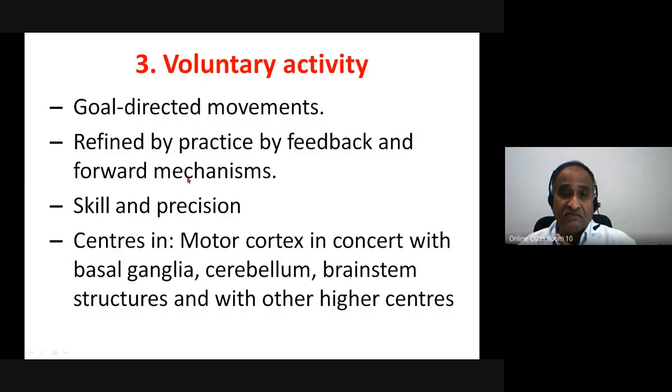This feedback and feed-forward mechanism to the voluntary actions is by the cerebellum, from the spinal cord to the cerebellum, cerebellum to the reticular system or the reticular nucleus, and so on. These refinements are made. Then by doing refinement, the skill and the precision comes into the voluntary action. You become more skilled.